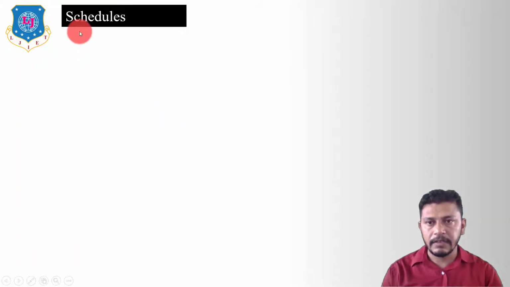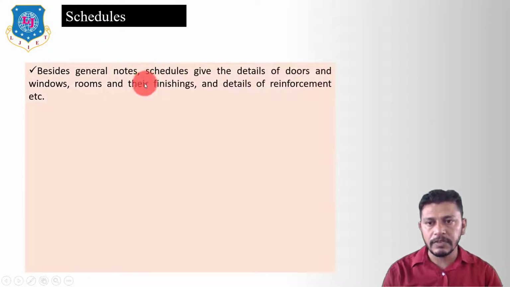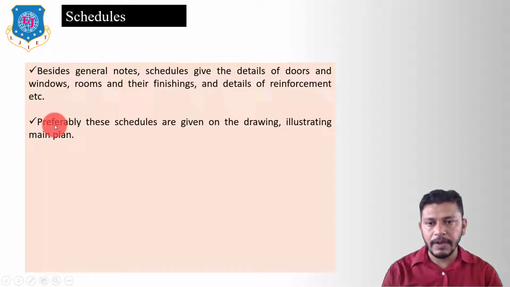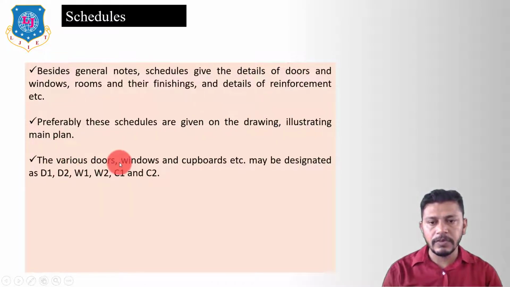Now let us discuss the different schedules. Besides general notes, schedules give the details of doors and windows, rooms and their finishings, and details of reinforcement, etc. Preferably these schedules are given on the drawing illustrating the main plan. The various doors, windows and cupboards may be designated as D1, D2, W1, W2, C1 and C2.